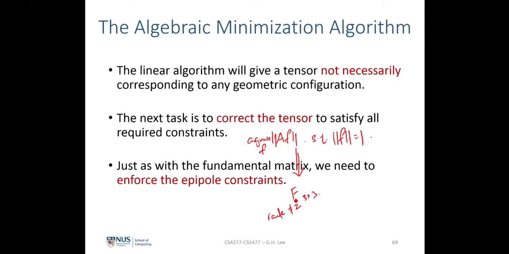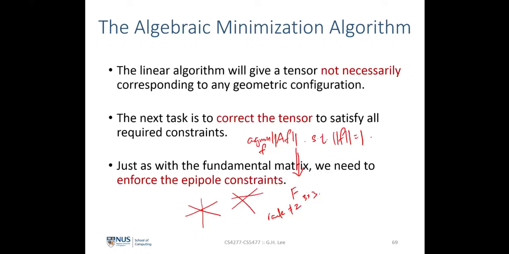We can enforce this to be rank 2 by doing a Frobenius norm minimization, and by forcing the epipoles to intersect at a common point. In the case where the rank is not equal to 2, we saw earlier on that the epipole will not have a unique definition.